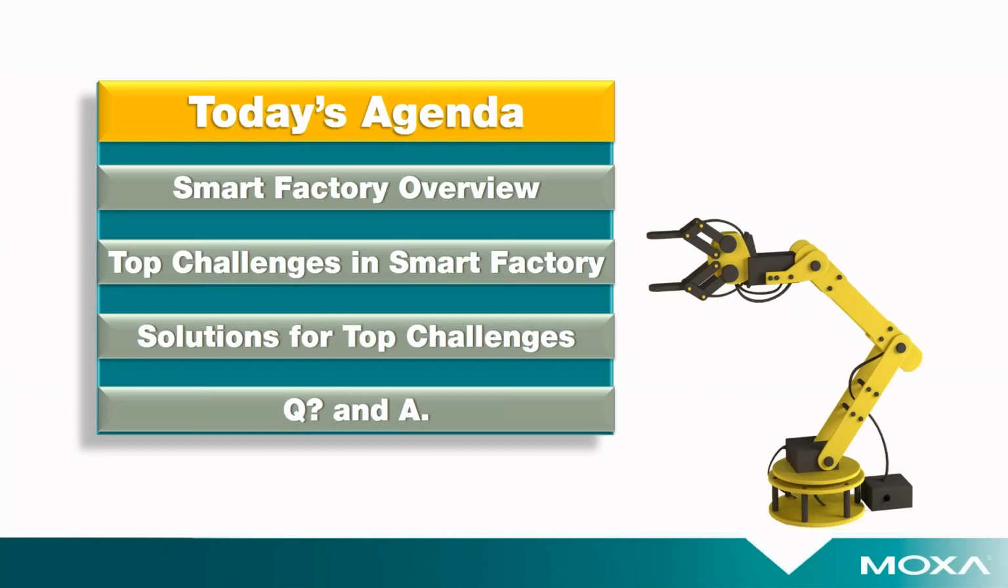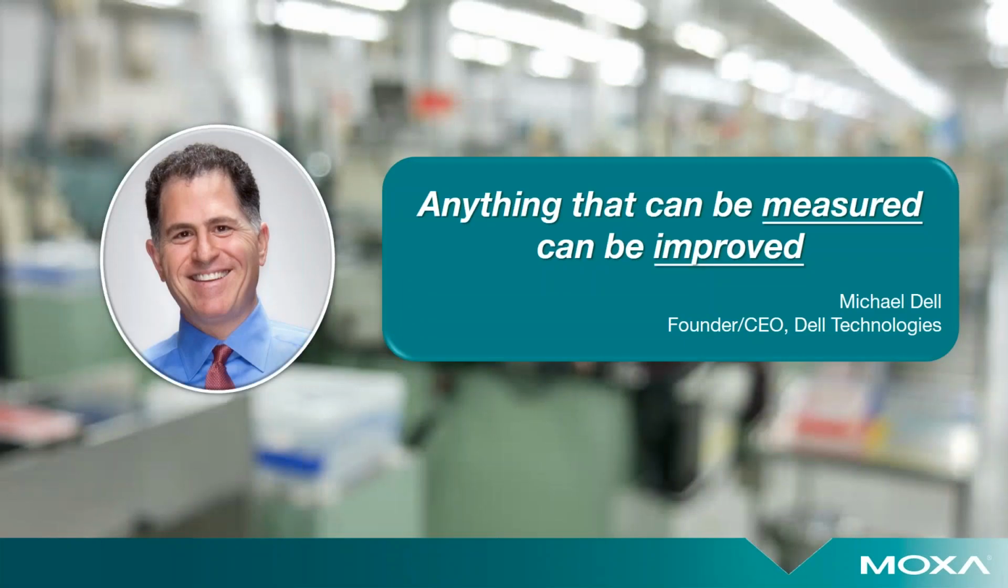So let's go over the agenda. Today's agenda is going to be about smart factory. We're going to talk really briefly about a smart factory overview, some trends, then some of the top challenges in smart factory. And then we're going to jump into some solutions for some of those challenges. And at the very end, we'll leave a little time for questions and answers. All right, so let's get this started.